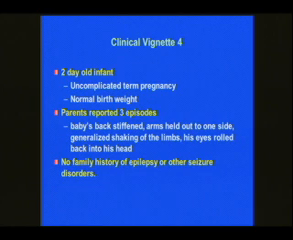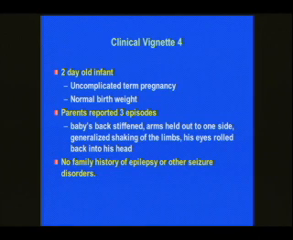Vignette number 4. This is a 2-day-old, previously uncomplicated term pregnancy, normal birth weight, goes home with mom, and then parents report 2 days after birth that he has these repeated episodes. His back arches out, his arms go off to one side, and they shake like this, and his eyes roll up into his head. There's no family history of epilepsy or other seizure disorders, so there's something going on with this kid, and he gets admitted.